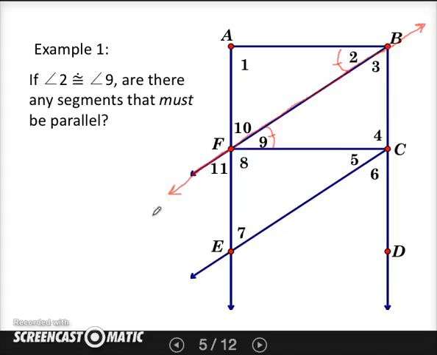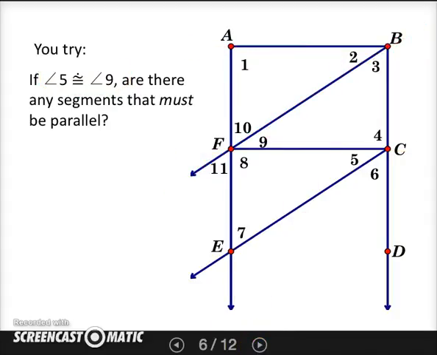Now, what lines form the other side of these angles? The other side of angle 2 is formed by line AB. The other side of angle 9 is formed by line FC. So now that we have drawn this setup, we can see that angle 2 and angle 9 are alternate interior angles for line AB, line FC, and transversal FB. Because we're told that these alternate interior angles are congruent, yes, we can conclude that line AB is parallel to line FC.